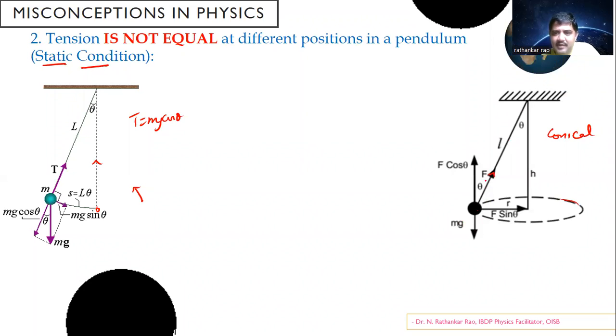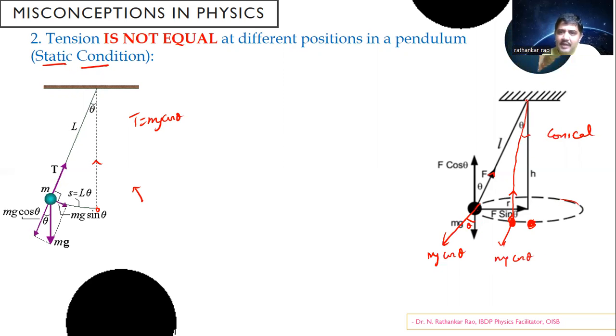Now, if you ask me what the tension is at this point, this is my angle theta, so I can say this is mg cos theta. If the pendulum is at this point, outwards, this becomes my angle theta. Once again, this is my tension and this is my mg cos theta.